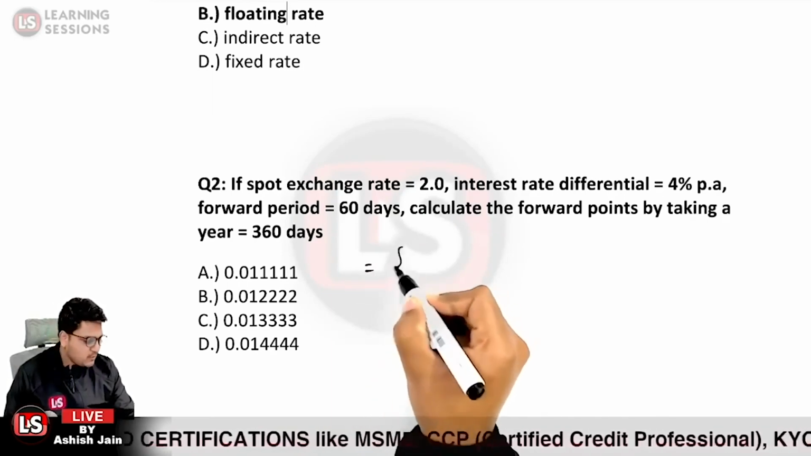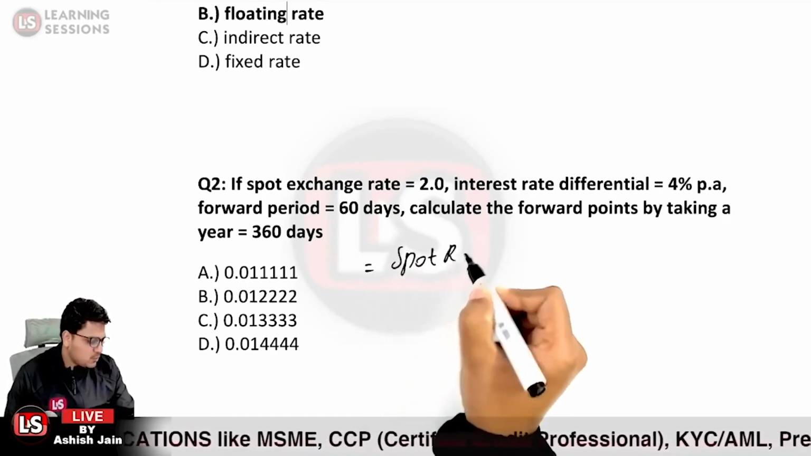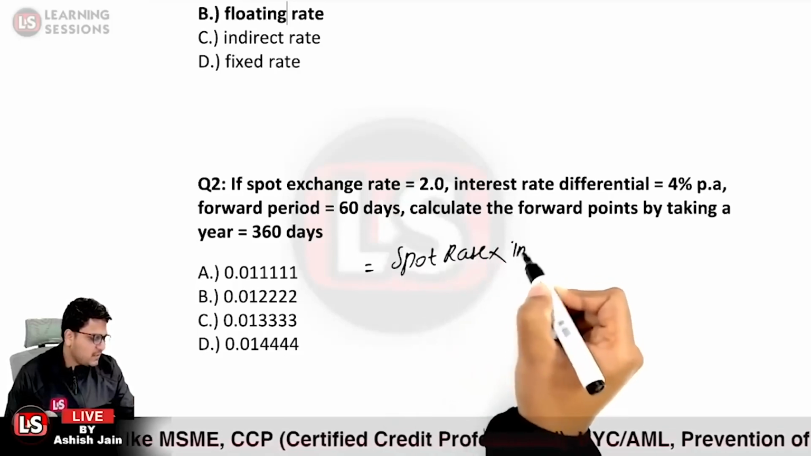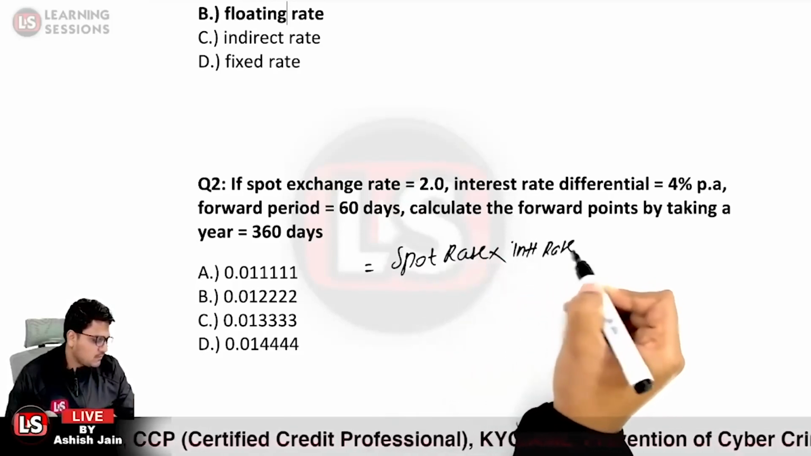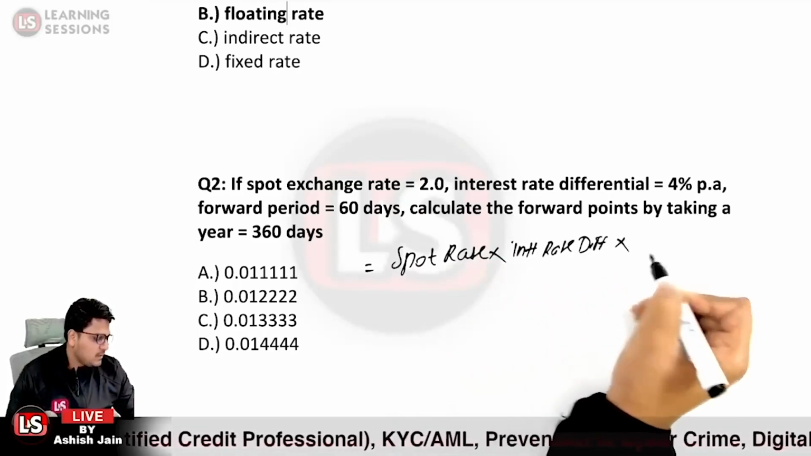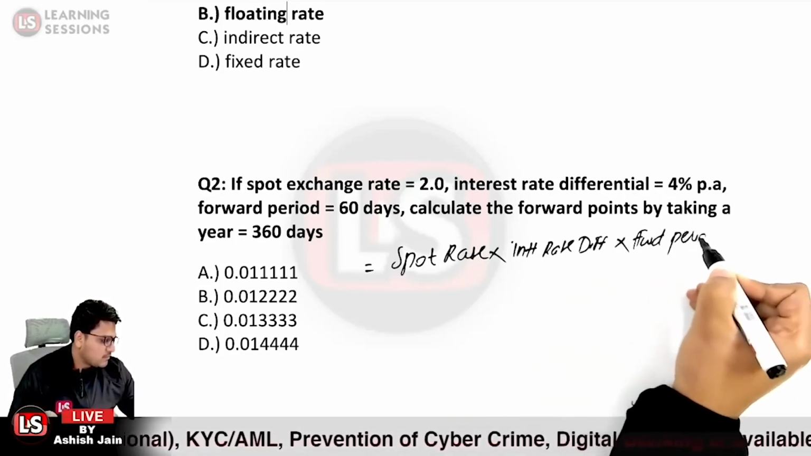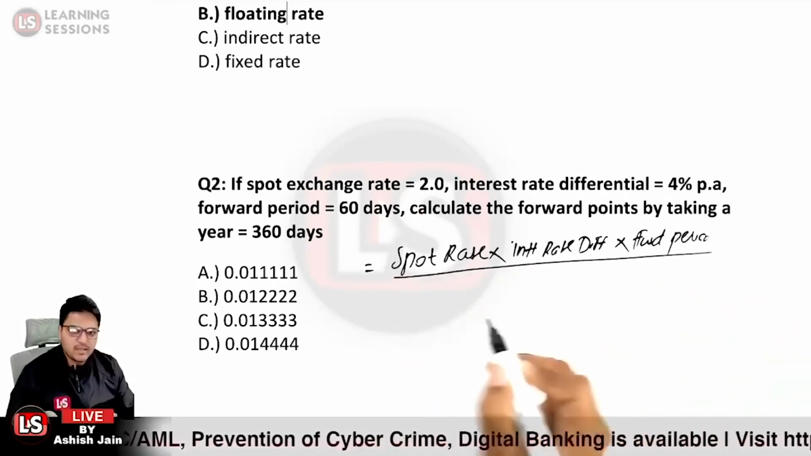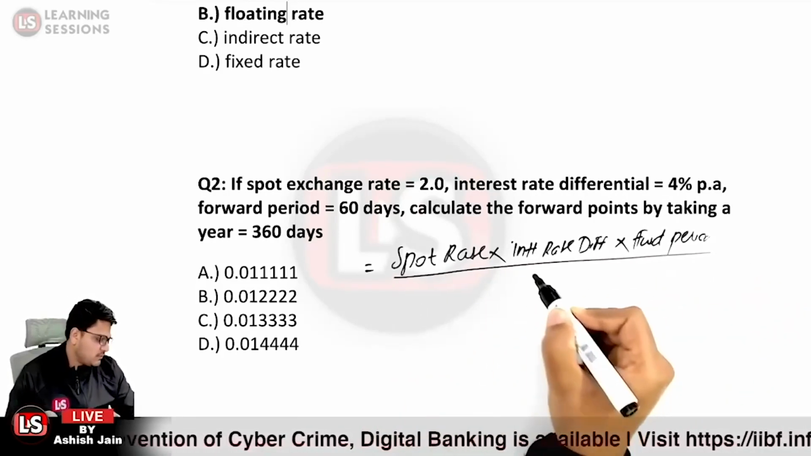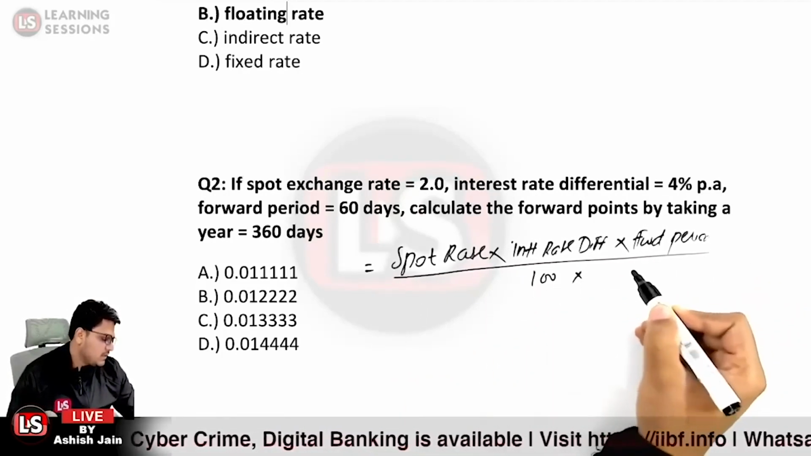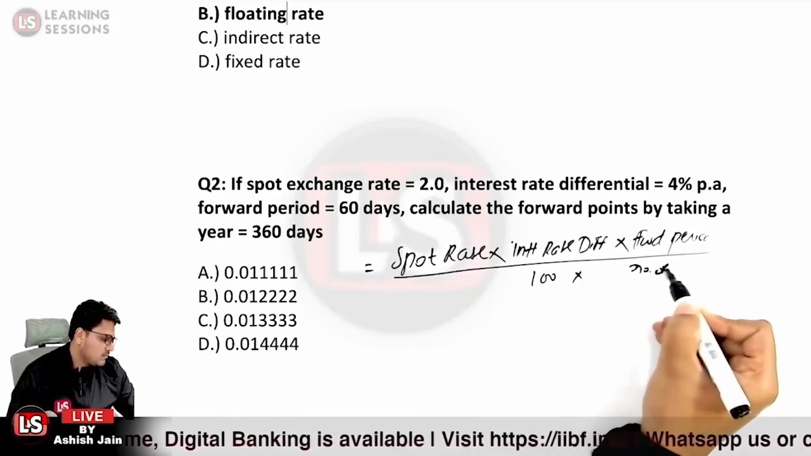So what is the formula related to it? Let me just remind you again. It is the spot rate multiplied by the interest rate differential multiplied by the forward period and divided by 100 and number of days in a year.